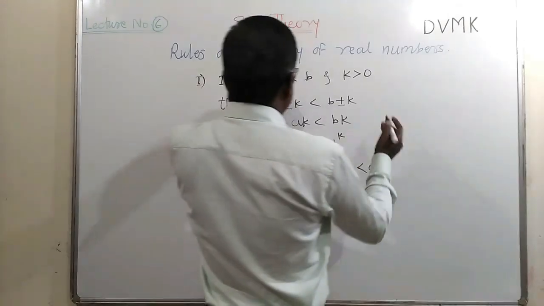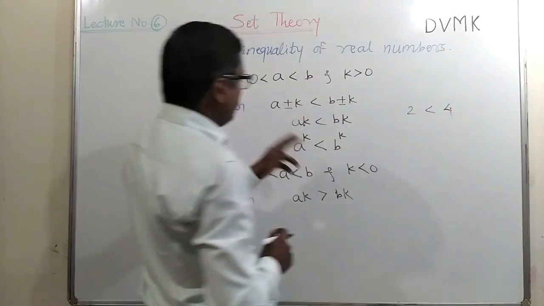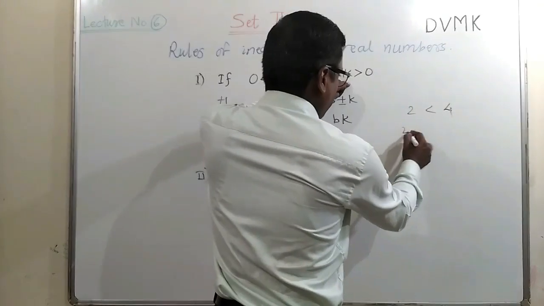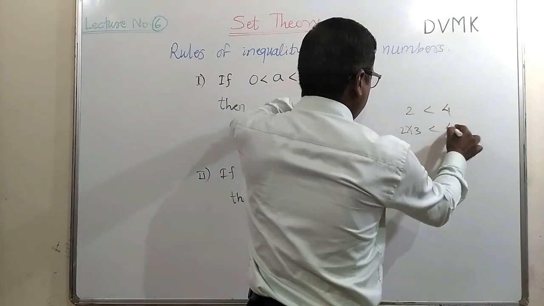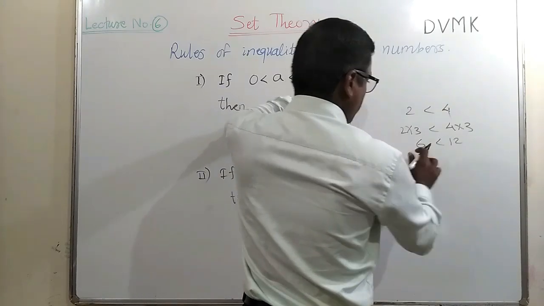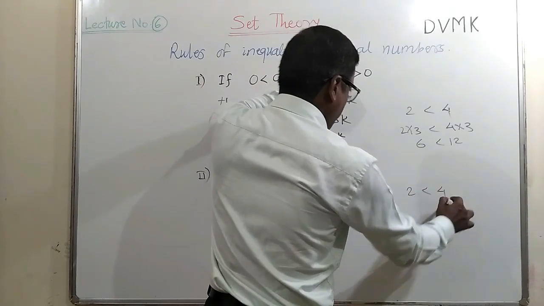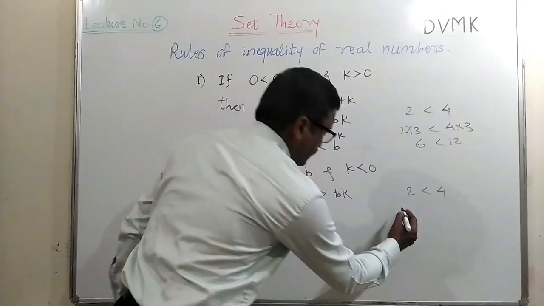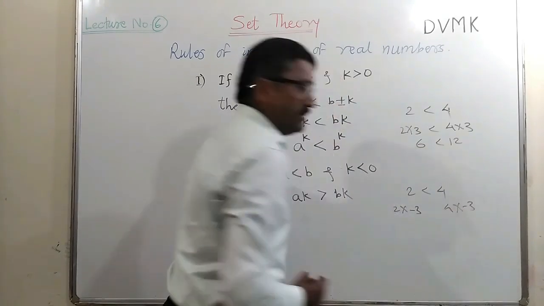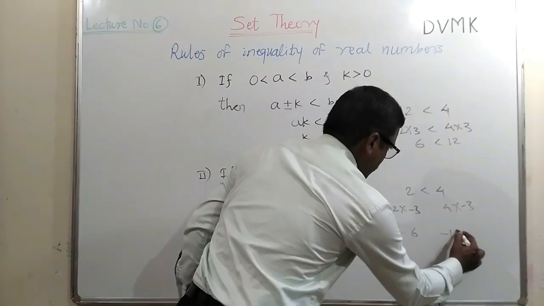For example, suppose A is less than B means 2 is less than 4. If you multiply both these numbers by a positive number, suppose 3, then 2 into 3 is less than 4 into 3, because 2 into 3 is 6 and 4 into 3 is 12. So 6 is less than 12. But if you take the same example, 2 is less than 4, and multiply by minus 3, then we get 2 into minus 3 and 4 into minus 3. What are the answers here? Minus 6 and minus 12.